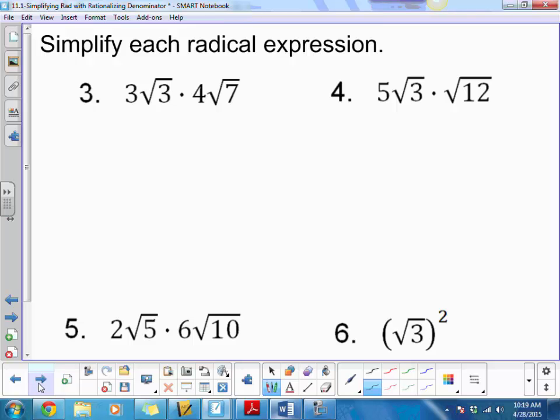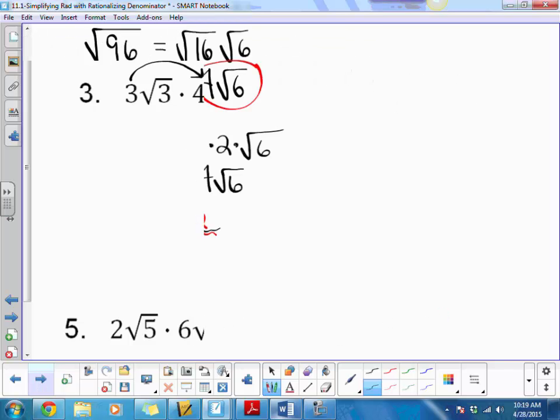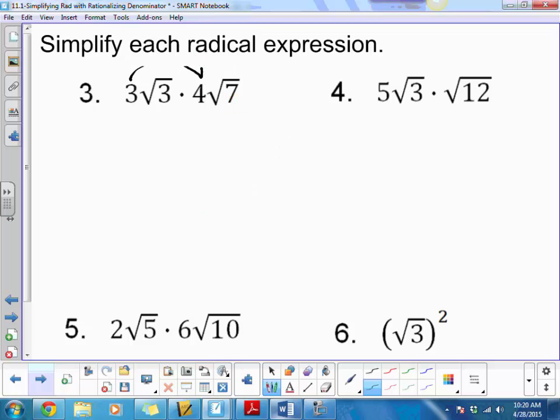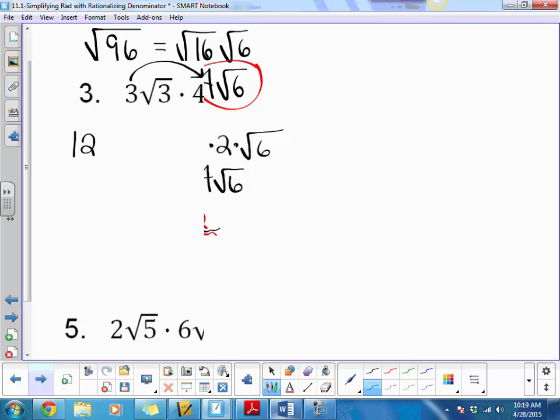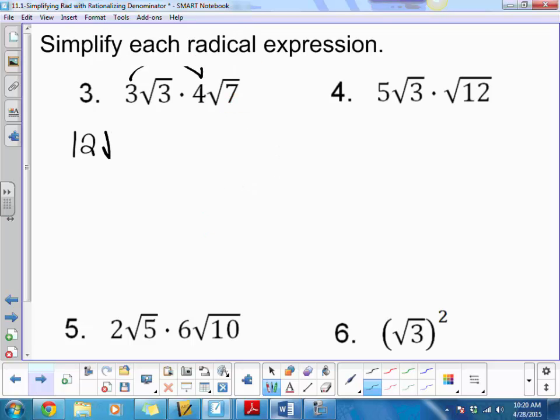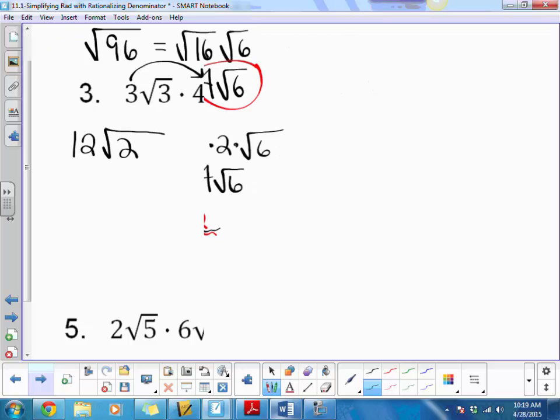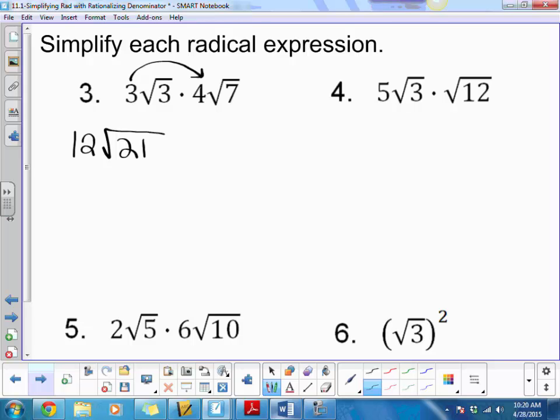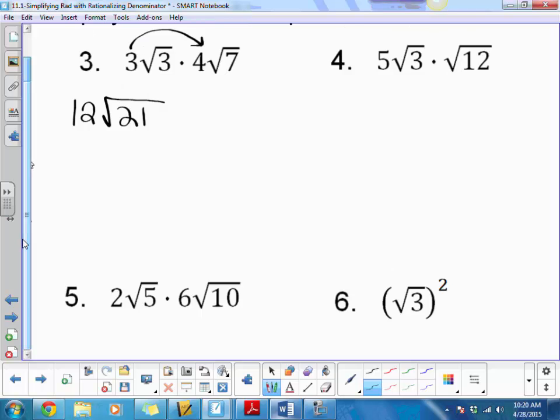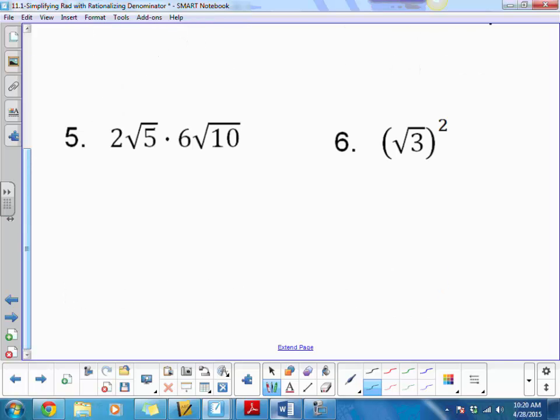Let's do example 3. When I have a whole number on the outside of a radical, I just multiply whole numbers. 3 times 4 is 12. The square root of 3 times the square root of 7 is the same thing as the square root of 21. And there are no perfect squares underneath that. So that is simplified.